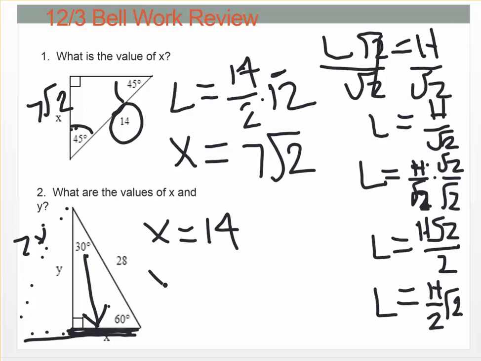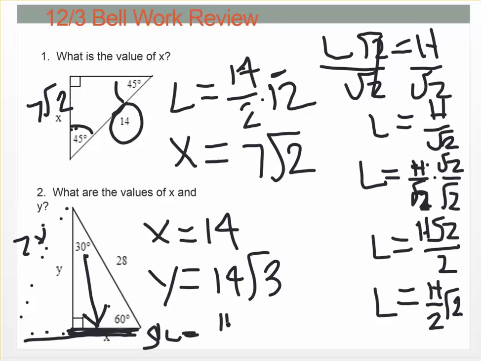And then all we have to do to get y is 14 times the square root of 3. Okay, check back to your notes. The rule on that is that the short leg equals the hypotenuse over 2, and the long leg equals the short leg times the square root of 3. Okay, that's it for the bell work.